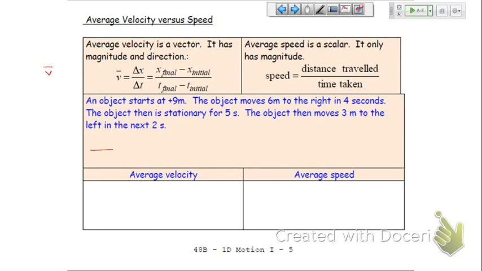So let's visualize this. I have my number line. The object starts at +9, so let's put 0 here and +9 meters there. The object moves 6 meters to the right in 4 seconds. So now I'm at +15.